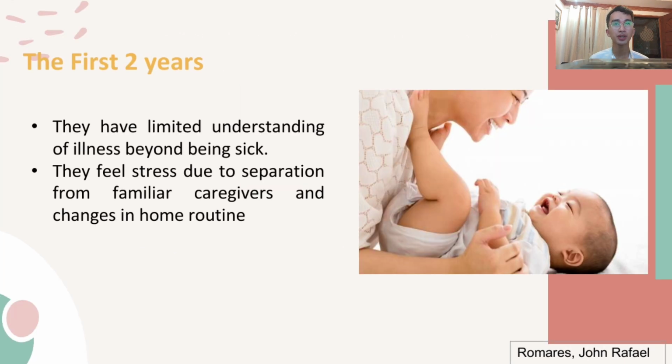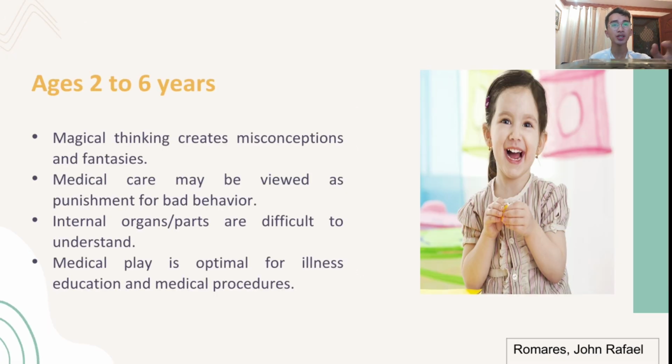In the first 2 years, they have limited understanding of illness beyond being sick. They feel stress due to separation from familiar caregivers and changes in home routine. So at this age their knowledge is limited. They don't know the overall meaning of illness and why they are sick. And next is the ages 2 to 6 years.